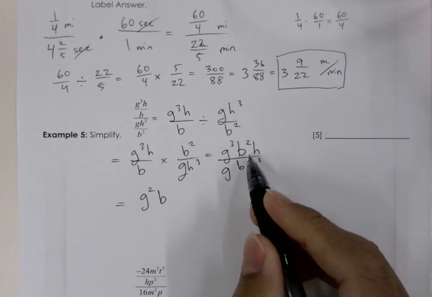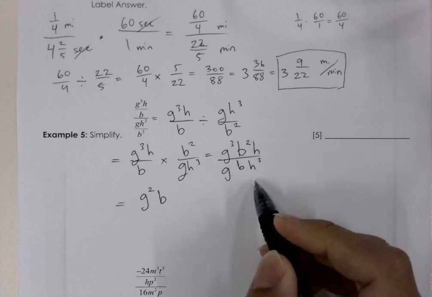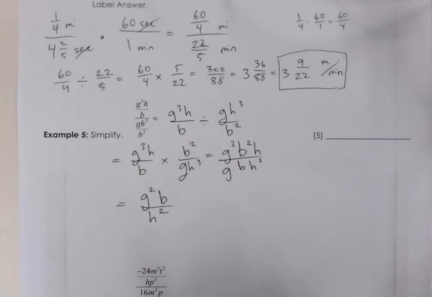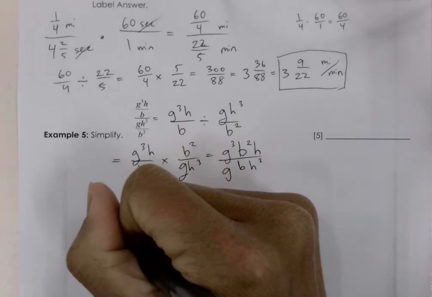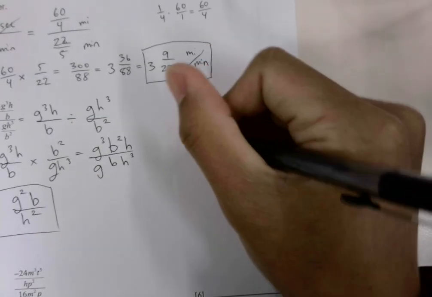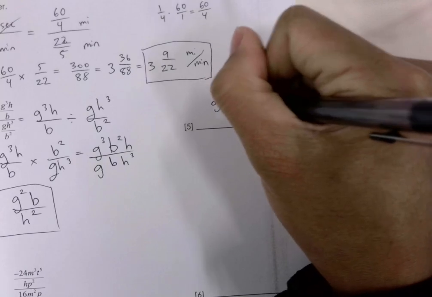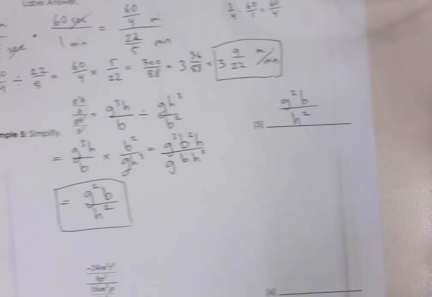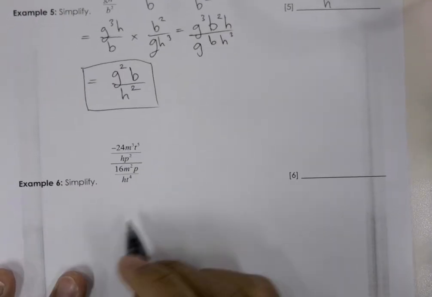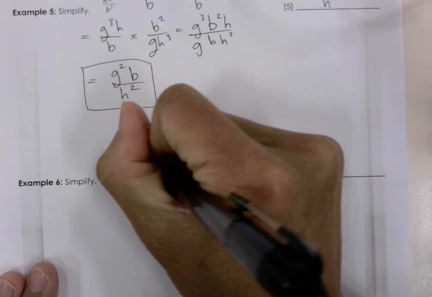Here we have 1 h at the top and 3 at the bottom, so one of those can cancel out, leaving 2 h's at the bottom in the denominator, so we'll say h squared. And this is our simplified version of our fraction. Right? So we can put g squared times b over h squared. Okay, so now we have this last one here, and it's the same process.